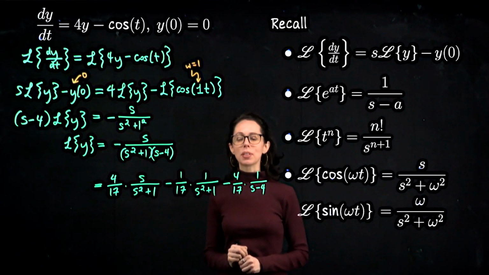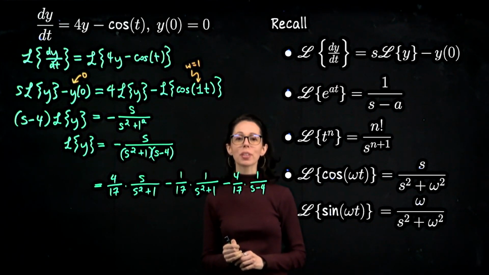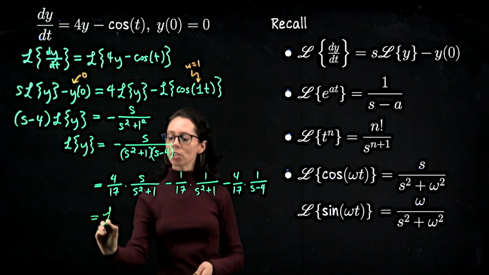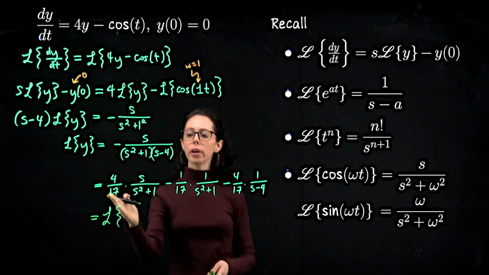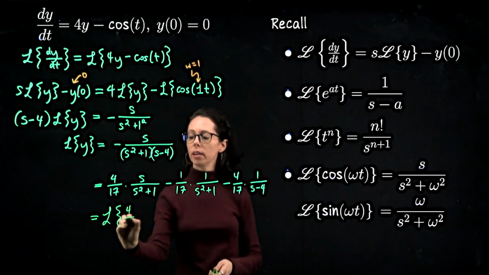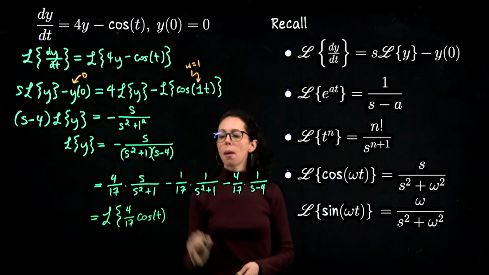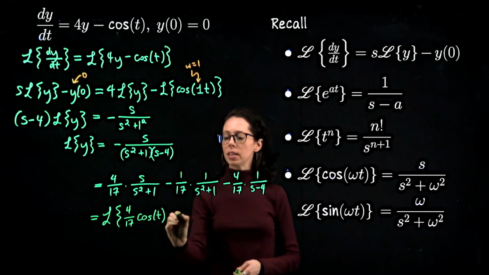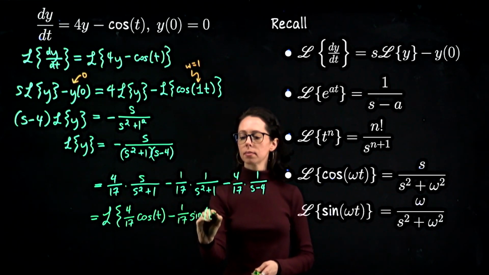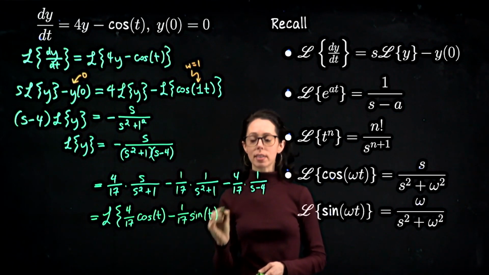Let's finish this computation by putting this entire right-hand side inside of a single Laplace transform using linearity. So this entire right-hand side looks like the Laplace transform of 4 over 17 times cosine of 1t, so 4 over 17 cosine of t minus 1 over 17 sine of t minus 4 over 17 e to the 4t.